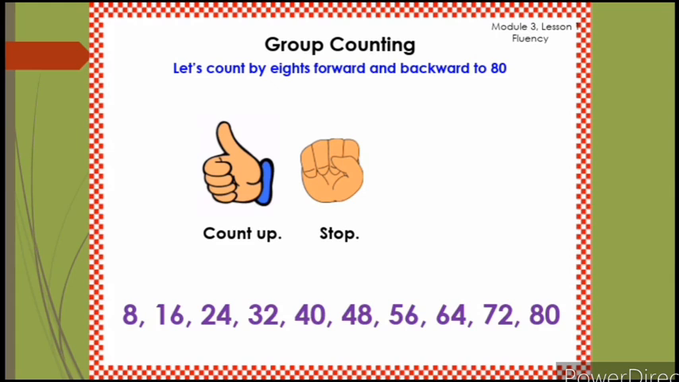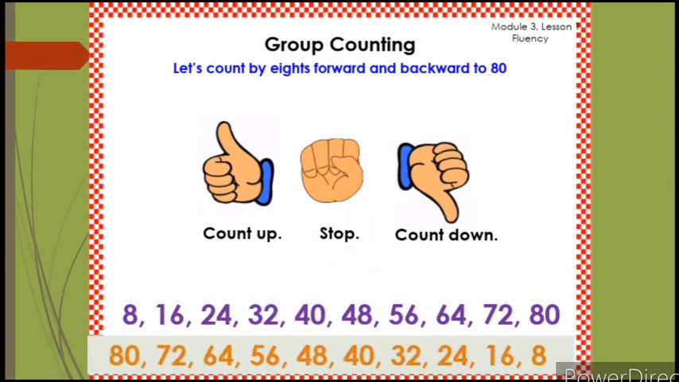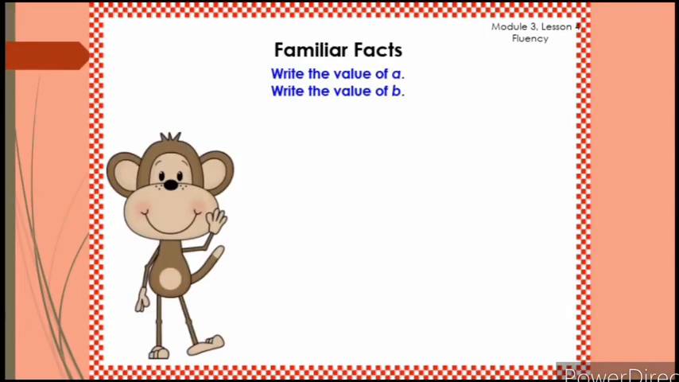So let's see what we have. And I believe that's the same thing you have. Okay, so we're counting down. We have what? Let's see the numbers. 80, 72, 64, 56, 48, 40, 32, 24, 16, and 8. This is wonderful. Okay, we will be looking at familiar facts.